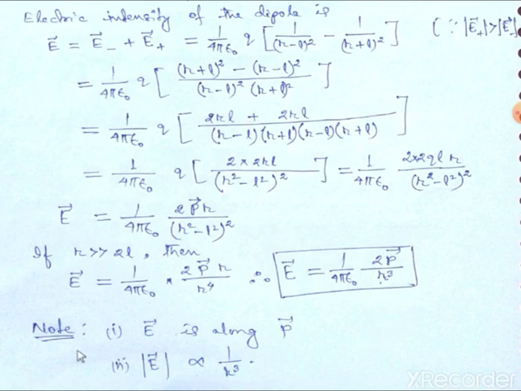Now let's see what can be noted from this expression. Your E vector is along p vector, in the same direction, in the case of an axial line. And moreover, the magnitude of electric field due to an electric dipole is directly proportional to 1 by r cube, or inversely proportional to the cube of the distance of the point of observation from the center of the dipole.